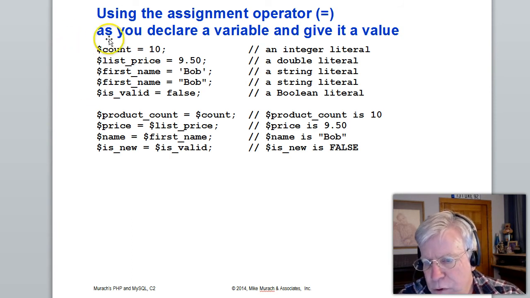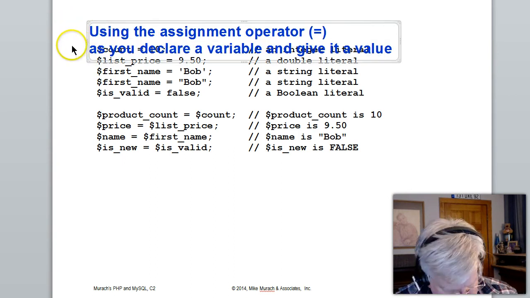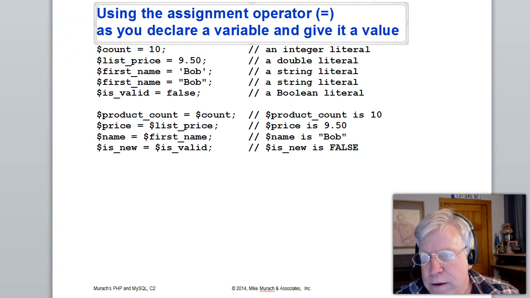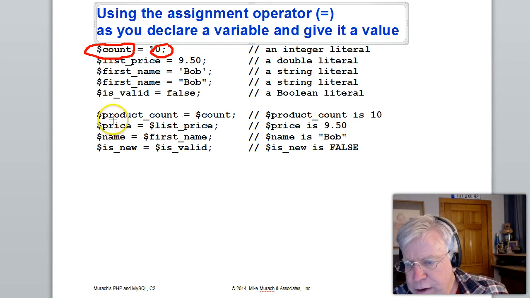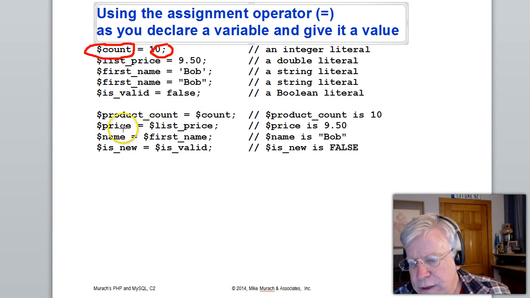What you do need to know, though, is all variables start with a $ sign. So here we have $count. That's the variable count equal to 10, and we end the line with a semicolon. $first_name, and it's in single quotes. It's in double quotes. Here you're assigning a variable to a variable, and you can see that you can assign a variable to a variable.